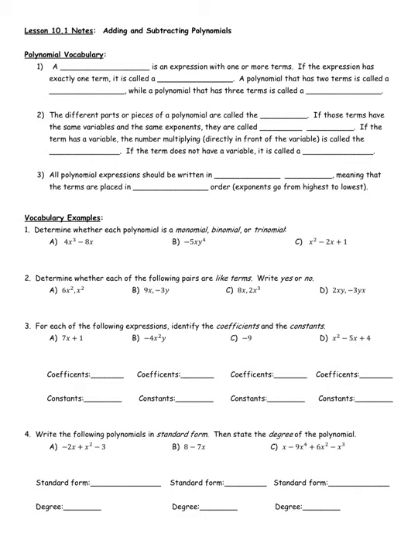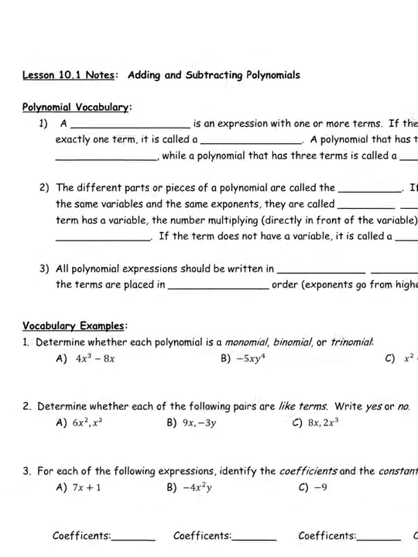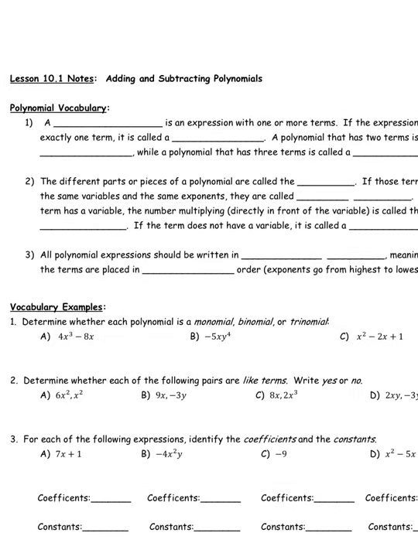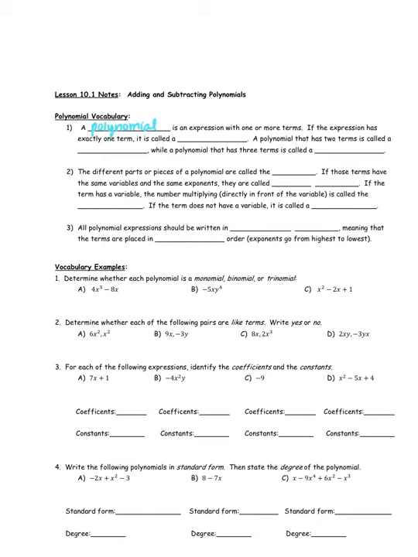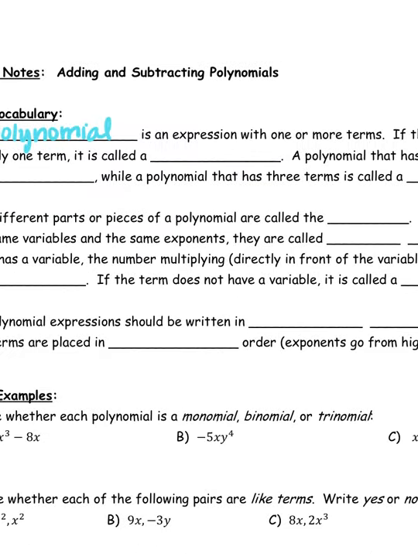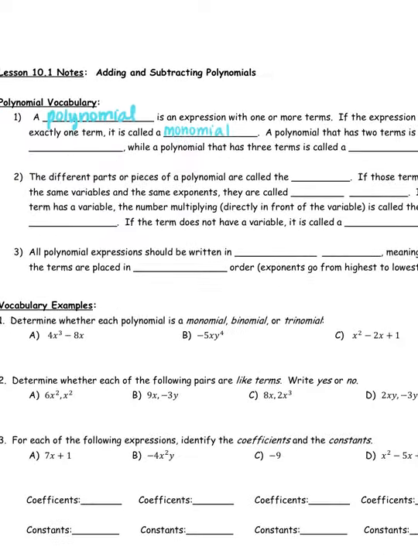All right, so this should be in your notes for adding and subtracting polynomials. So we're just going to start with a little vocabulary, and this is some of it's review. So a polynomial is an expression with one or more terms. If the expression has exactly one term, it's called a monomial. And this all comes from the chart that we have.